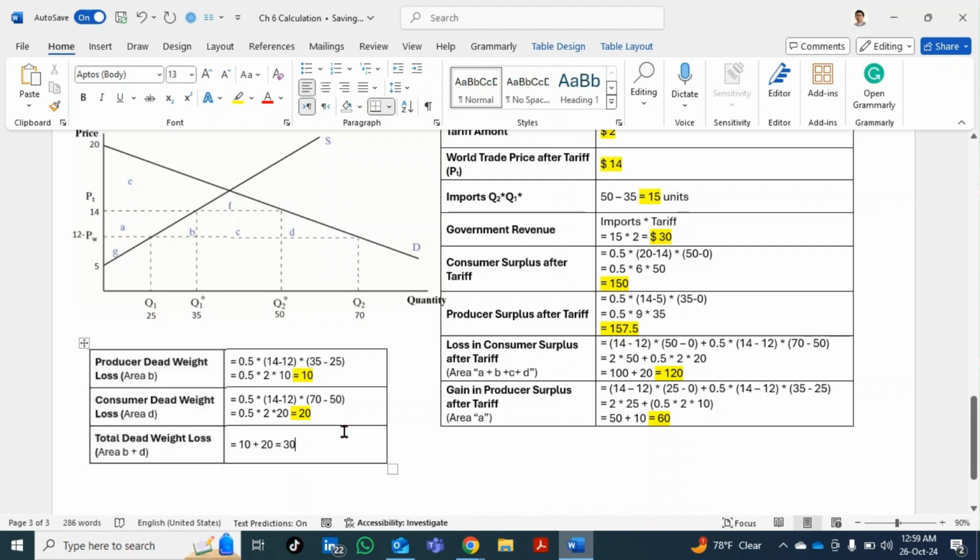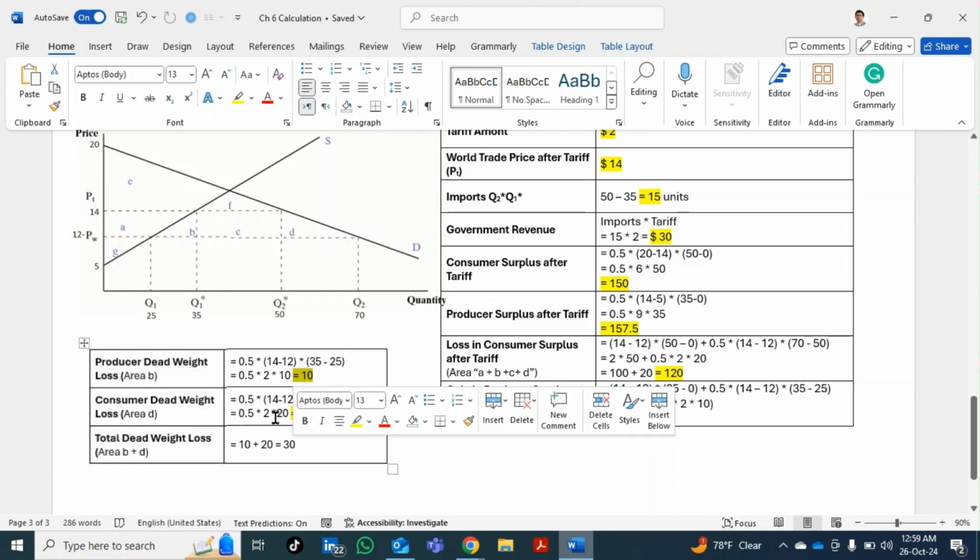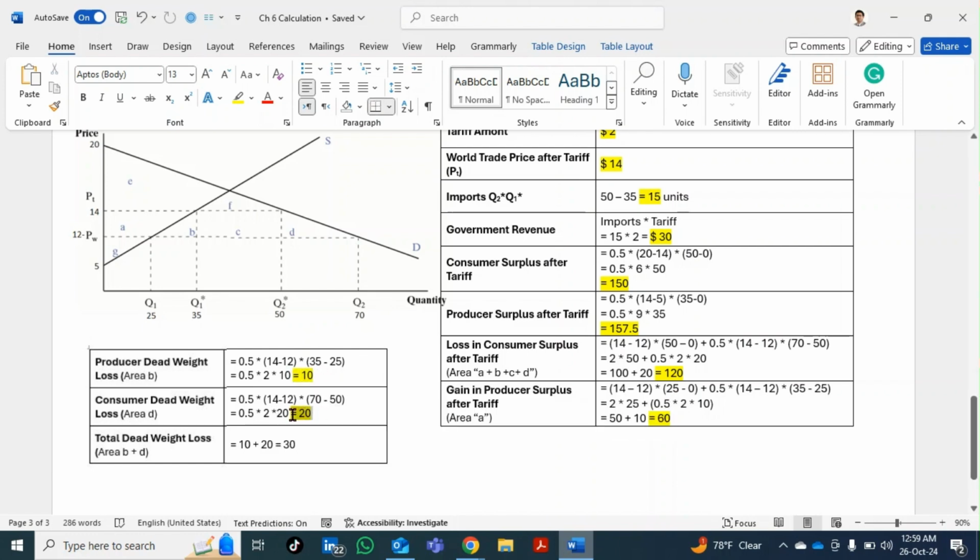And how much is the total deadweight loss? That is area D plus area B, or area B plus area D. We already calculated areas B and D, that is the producer's deadweight loss. We already calculated area D, that's the consumer deadweight loss. So the consumer's deadweight loss plus the producer's deadweight loss will represent our total deadweight loss.